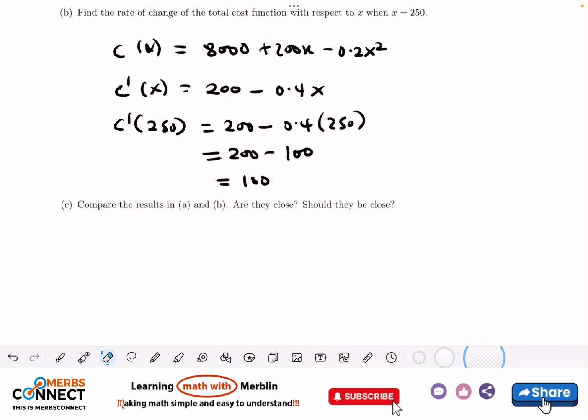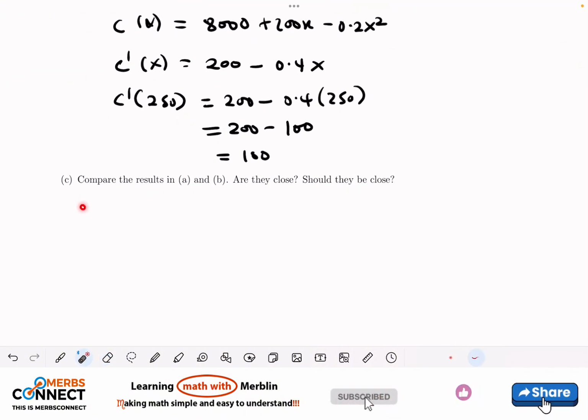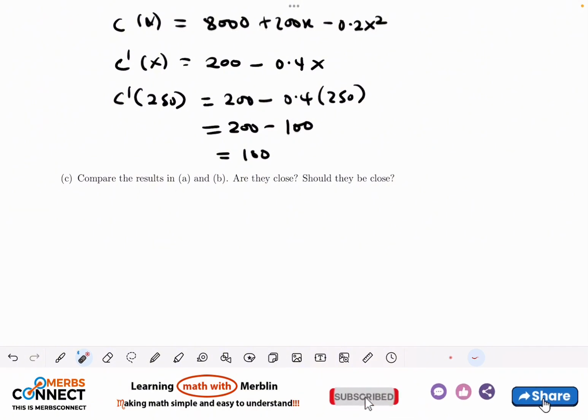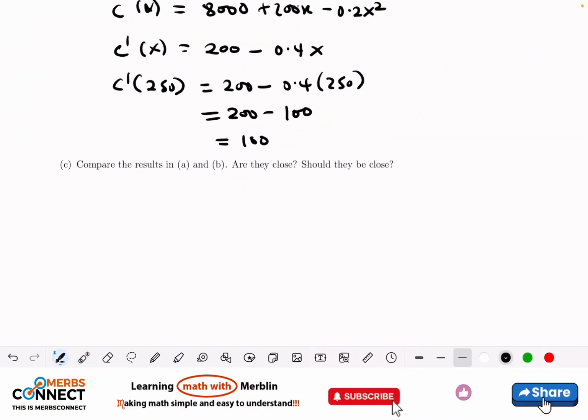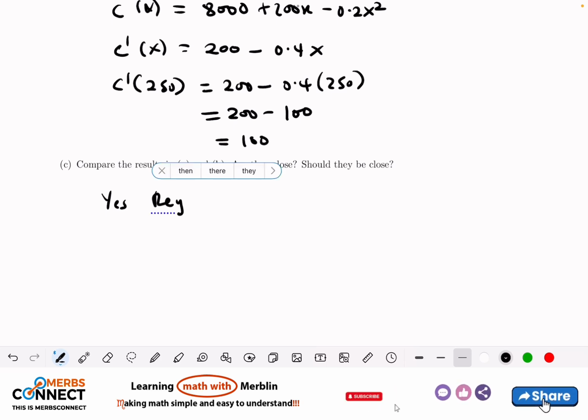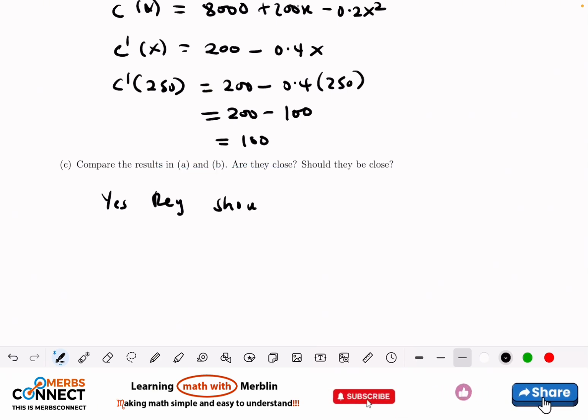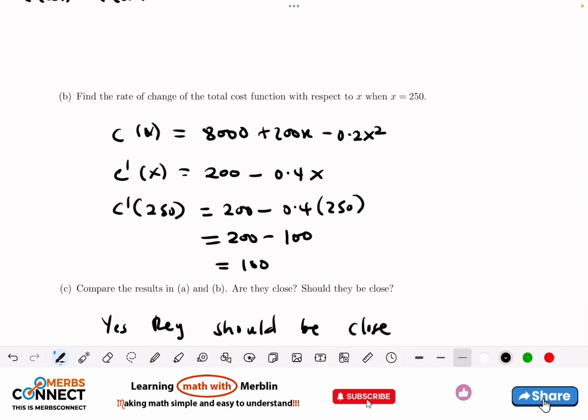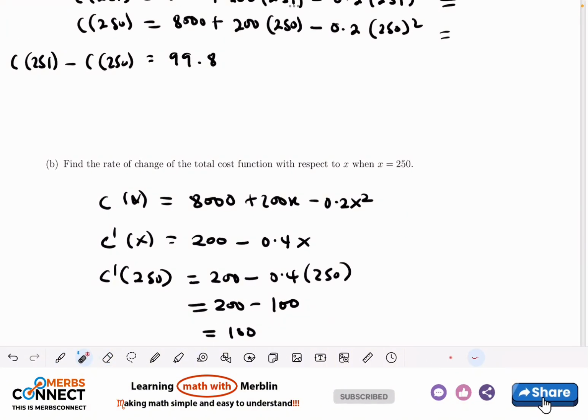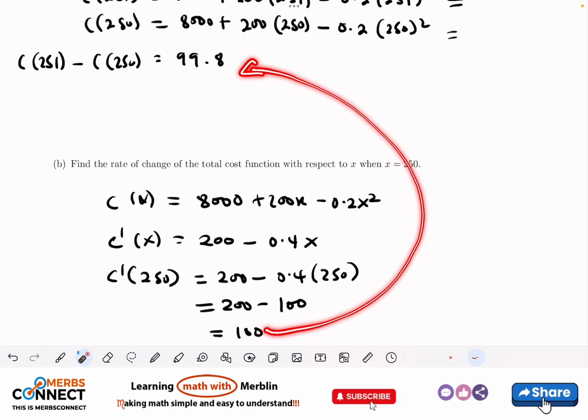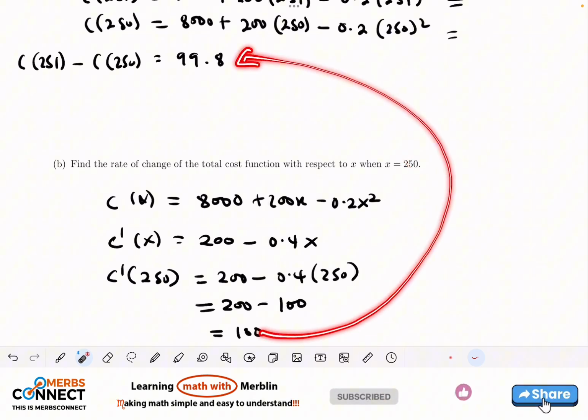Now the C is asking us to compare the results in A and B. Are they close? Should they be close? So that is the question that they are asking us. So the conclusion that we can make here is yes, they should be close. So you can see that this is close to this, very close.